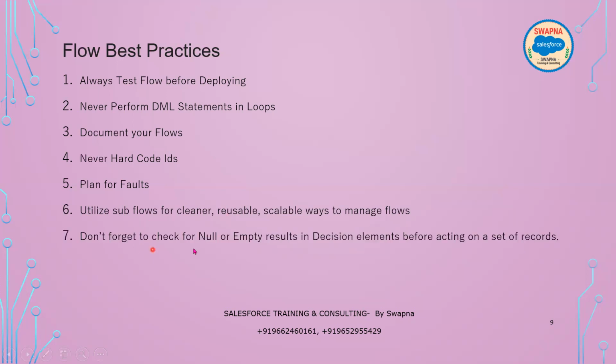And do not forget to check null or empty values. Always check whether it is null or empty. Always check. And especially in the decision element, always check the null or is empty result. And check the record and the field security, whether that particular field is accessible for whoever is using the flow, for them it is accessible or not. Those are the best practices for the flow.